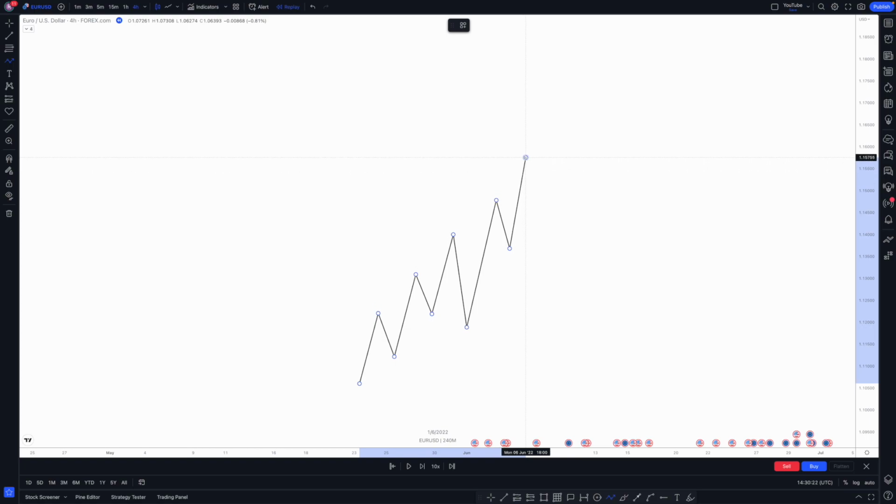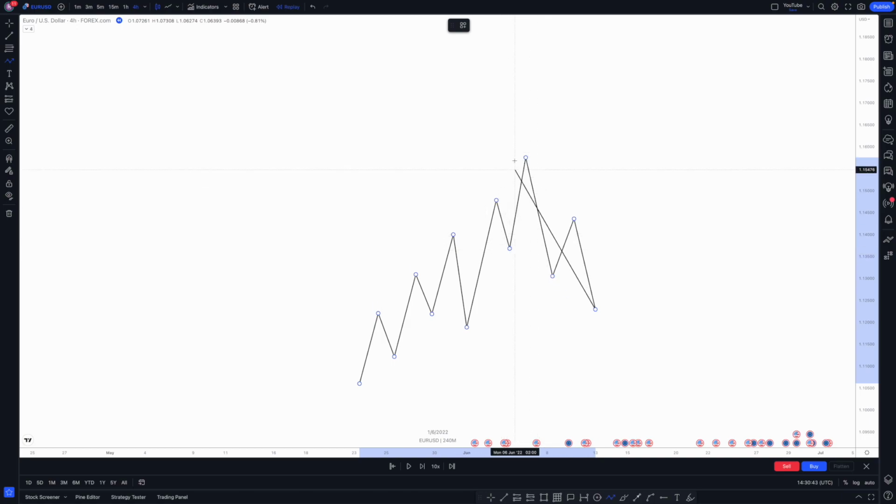So for me, one thing that I do take into account is, once we break down, I will look for a pullback and then a break of this low to confirm obviously a trend change. What you could do is take trades from here, which do play out and are viable, and they're valid places to take trades from, because you've had this first change of character.